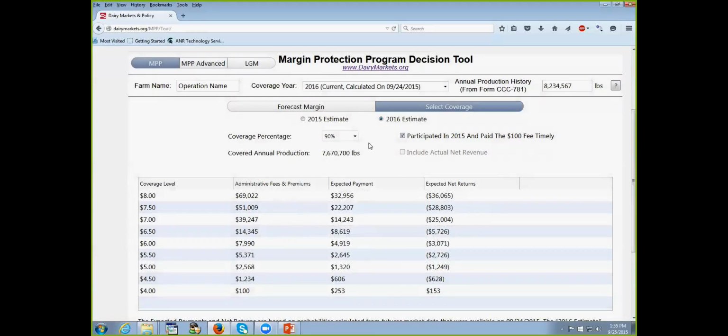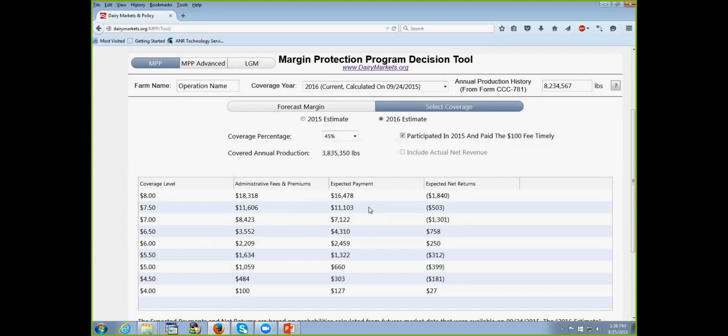And so I've got this at 90% right now. This is an 8.2 million pound production history herd. Multiplying it by those two amounts and then that amount by 0.9 gives you a covered amount right now at roughly 7 million pounds. And that's what these fees and premiums reflect. If I change this, now I can get that down so I'm only covering 4 million pounds. There, 45%, I'm below 4 million pounds. Now I'm all in tier 1. And you can see it adjusts the fees and premiums at the different coverage levels.